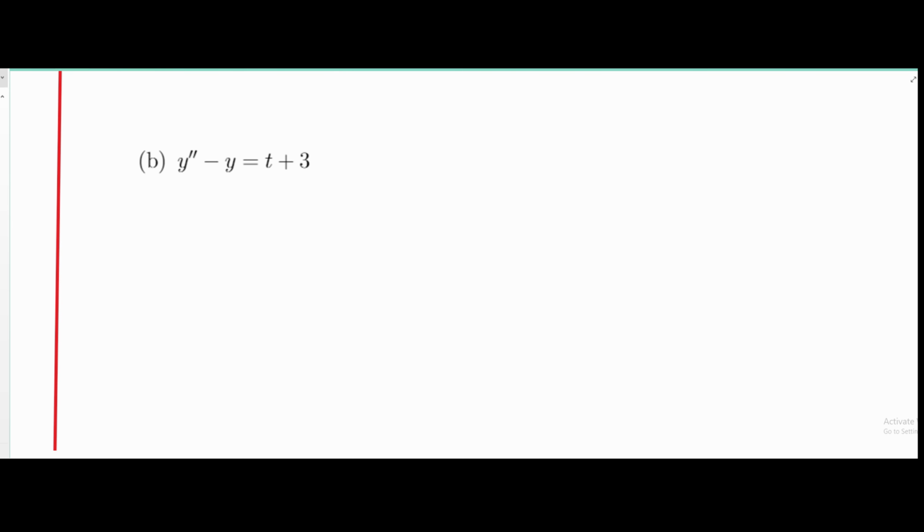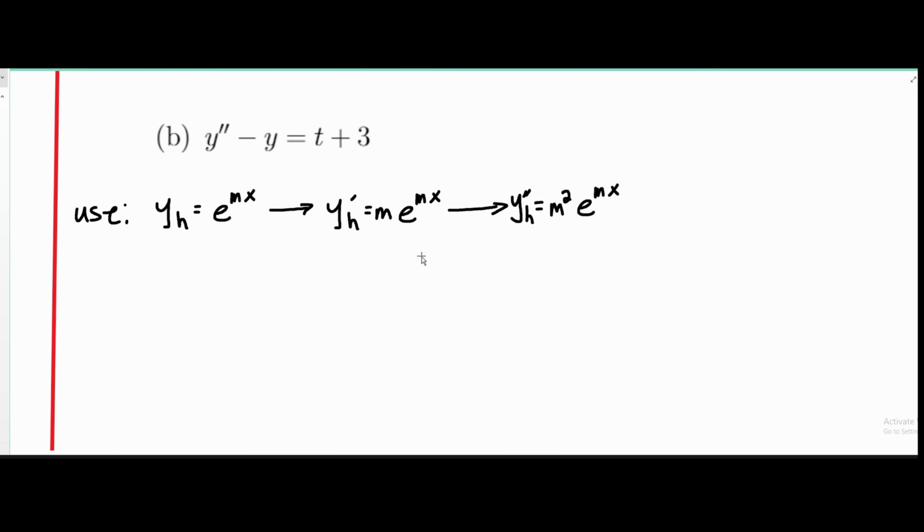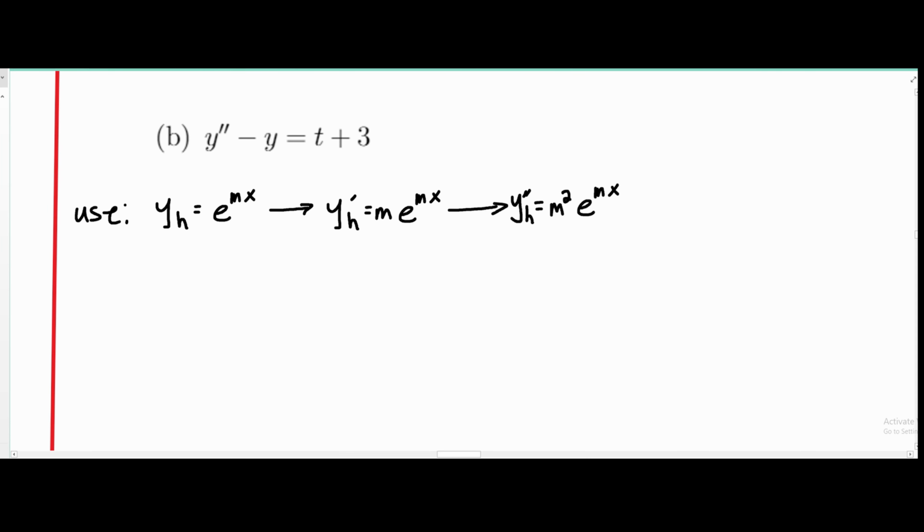For part B, we're going to need to do the same thing. So first, we are going to find our general solution. To do that, we need to find YH. So we have our YH values. Now we just need to plug it back into our equation. So we are going to write something like m squared minus m. Actually, since there is no y prime, it's going to be minus 0m plus negative 1.